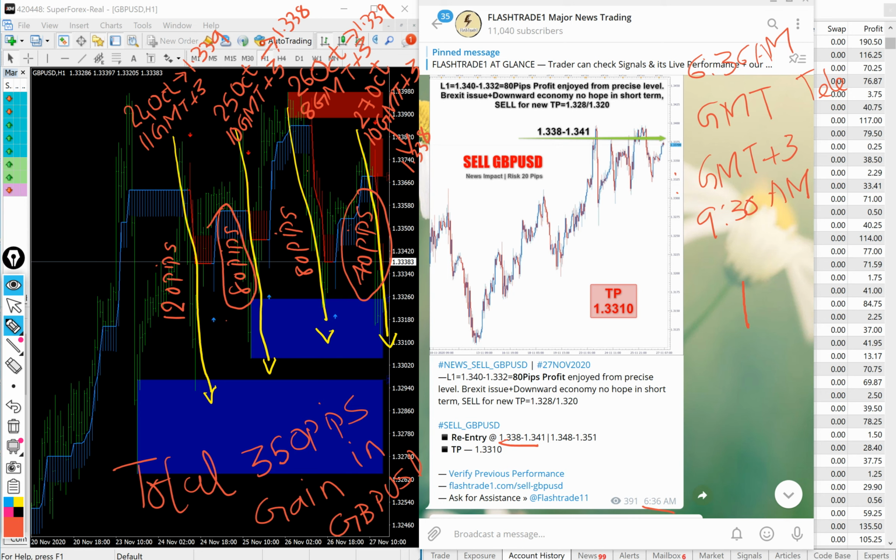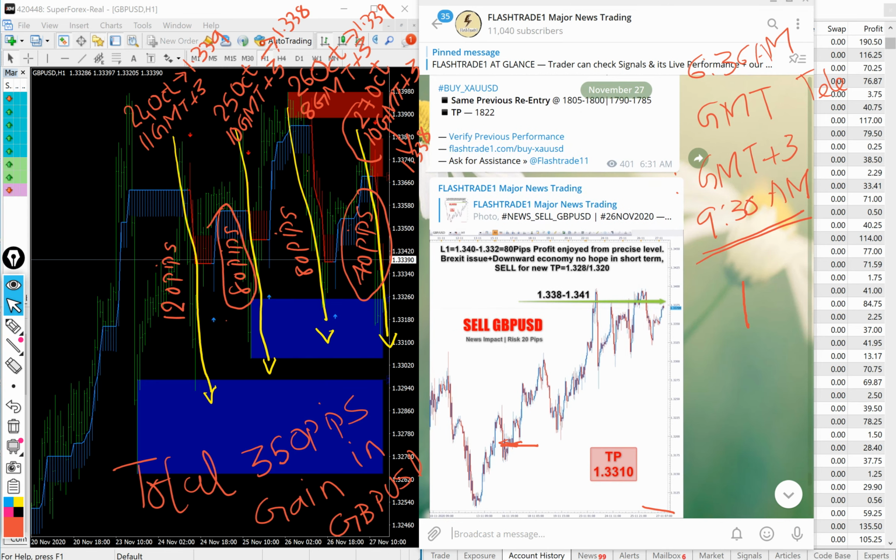Now you can see that on 27th November at 10 GMT, 30 minutes after we gave the signal, GBP USD traded high to 1.338, which means from the level we told, and it went down up to 70 pips, to 1.331. So 1.338 to 1.331, 70 pips gain was made today. Now this was of today.